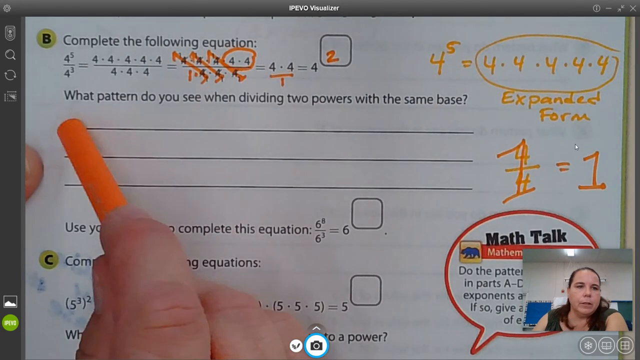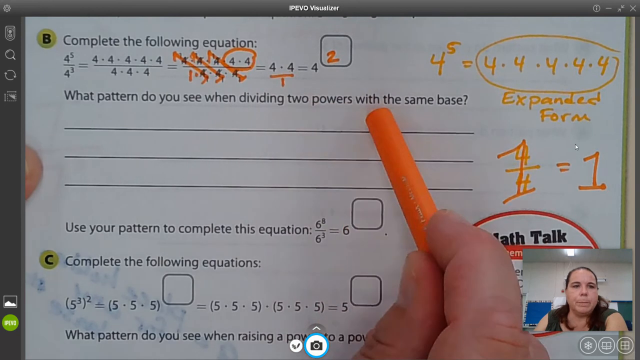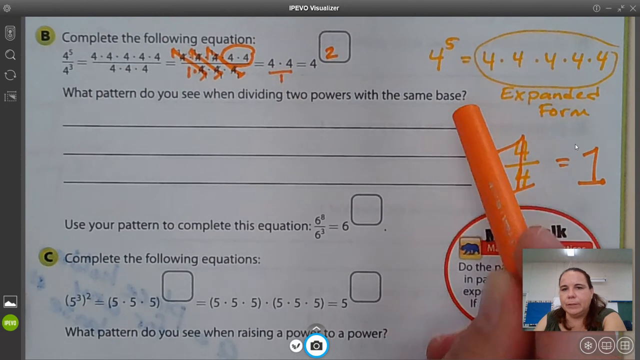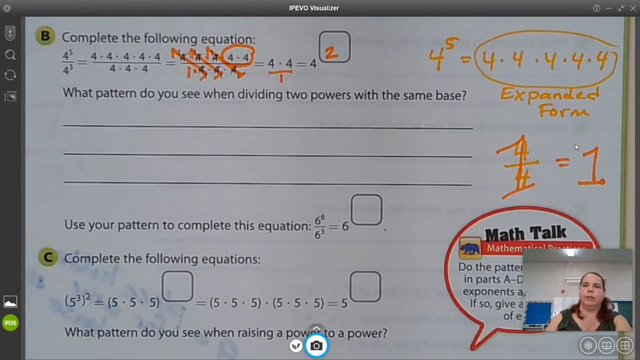Okay, so same question we had yesterday. What pattern do you see when dividing with 2 powers with the same base? So I'm going to stop for a second. I want you to think about what pattern you see.